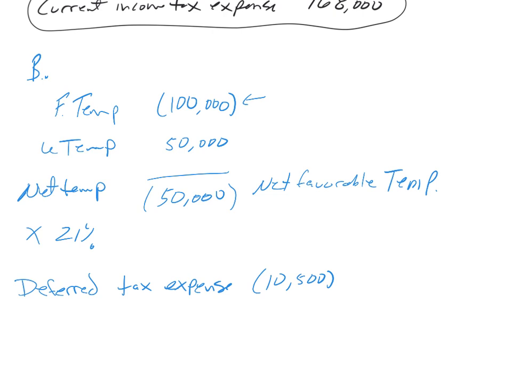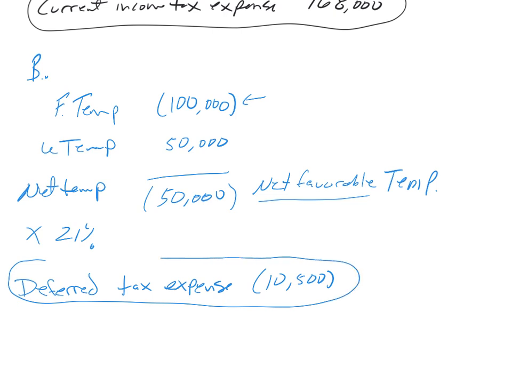Now, why is this a deferred tax expense? Well, remember, if it's a net favorable difference now, that is because we are paying fewer taxes now, but that means in the future that's going to reverse, and so we're going to have a deferred tax expense. So the answer for Part B, which asks us to compute their deferred income tax expense or benefit, is right here, and it's a $10,500 deferred tax expense.